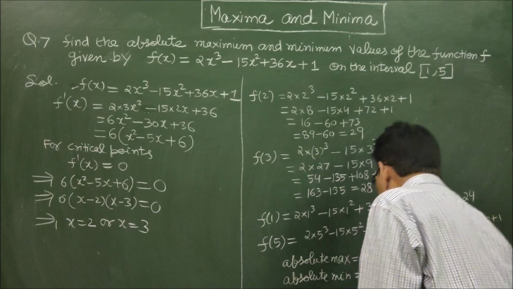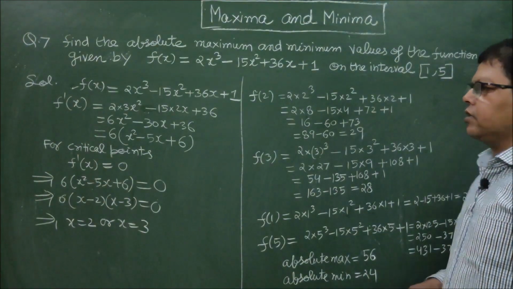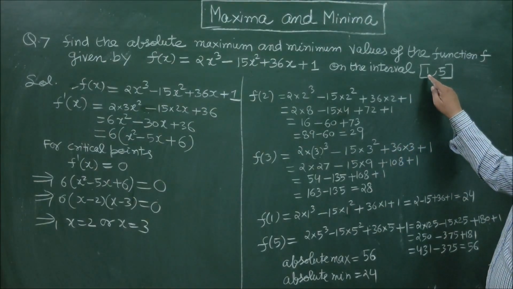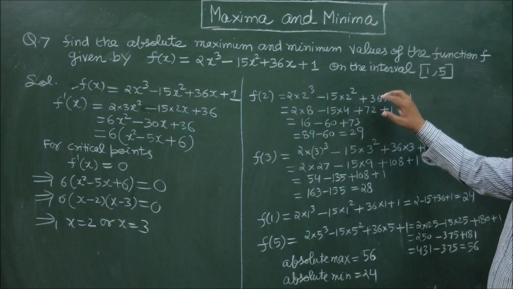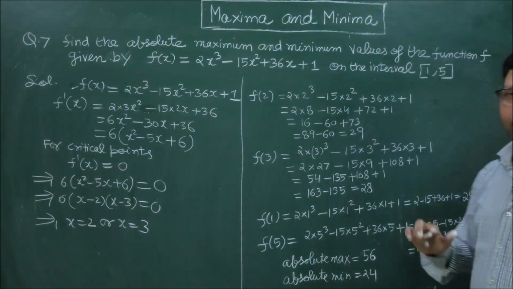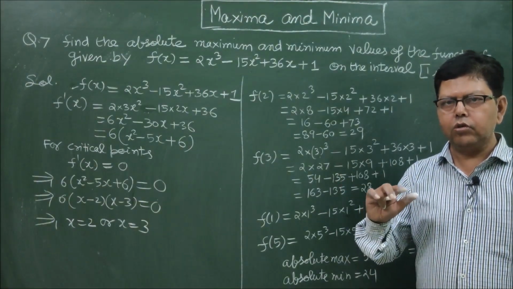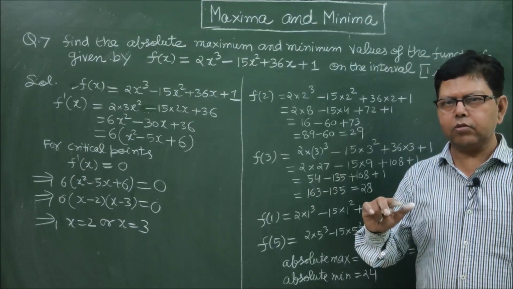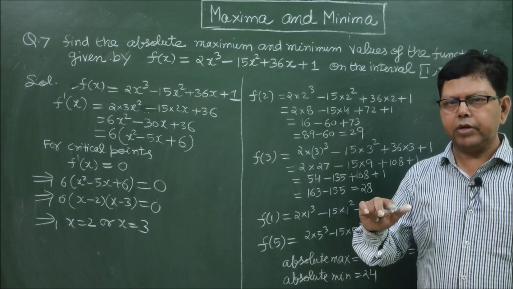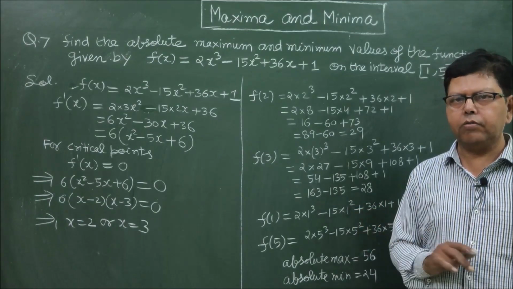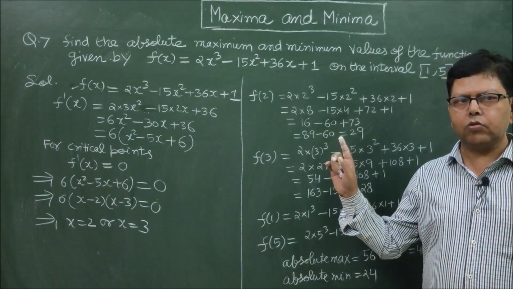So in these types of questions we find the critical points and the end points of the interval. At the critical points and at the end points we find the value of the function, then we see which is the maximum value. That maximum value is the maximum of that function in that interval. Similarly for the minimum value. So with this the question is complete.